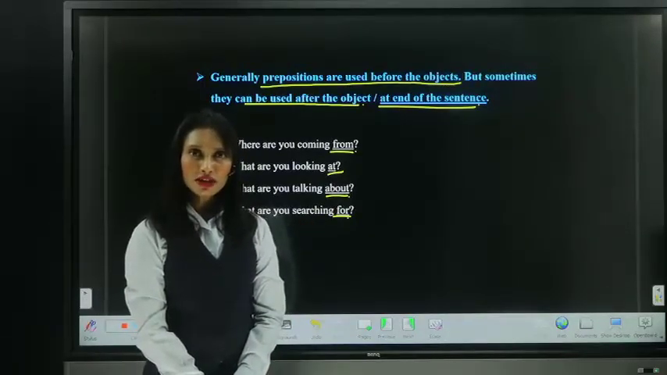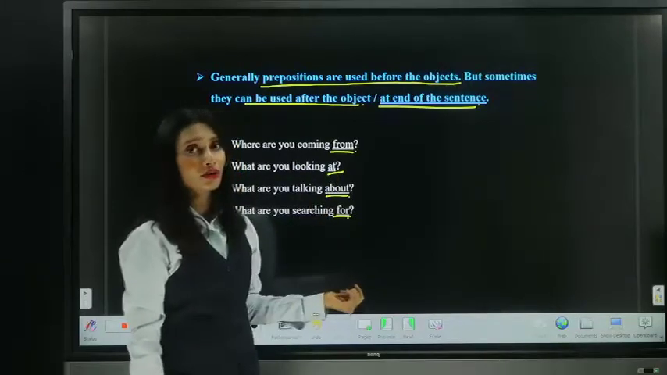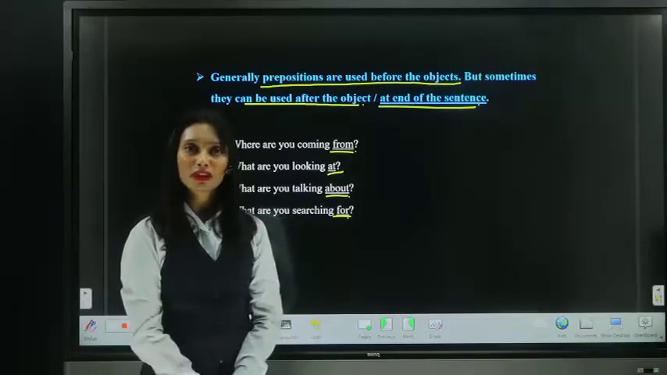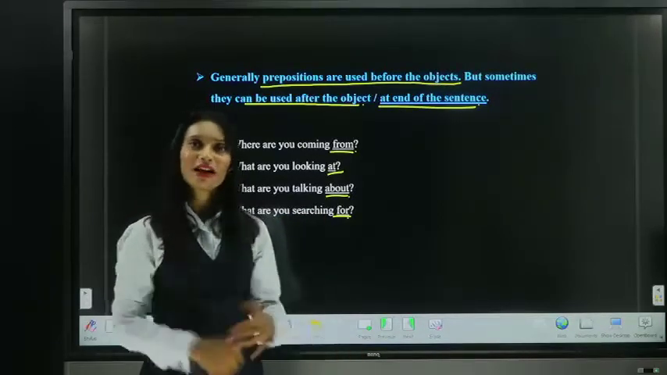So a preposition is a word which is placed before a noun or a pronoun to show relationship between a noun and a noun, a verb and a noun, an adjective and a noun.